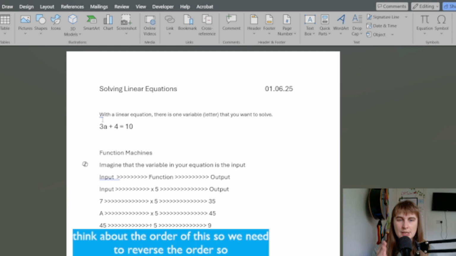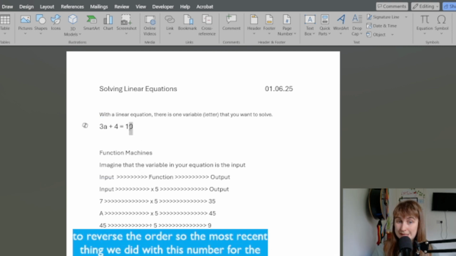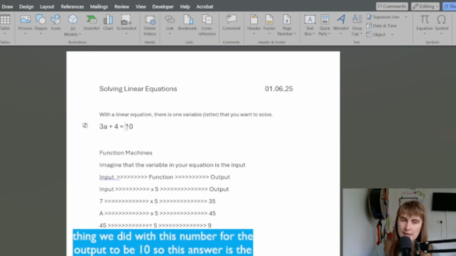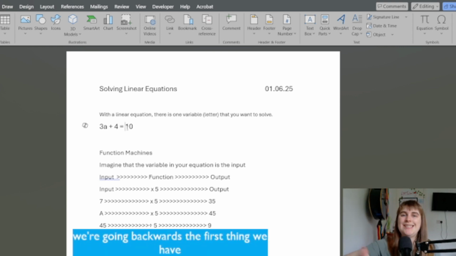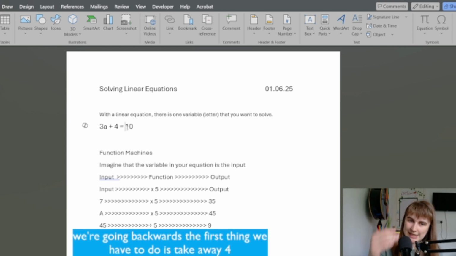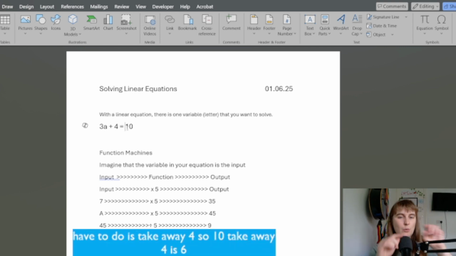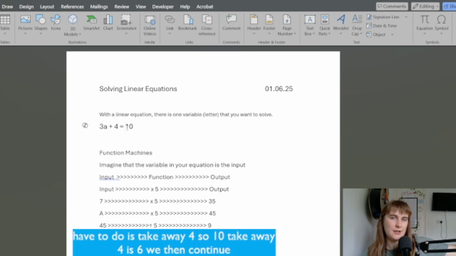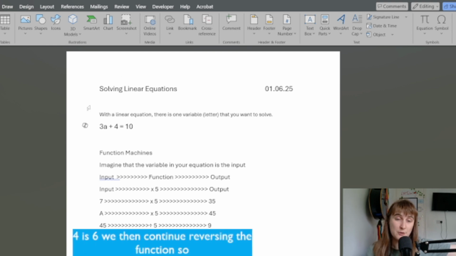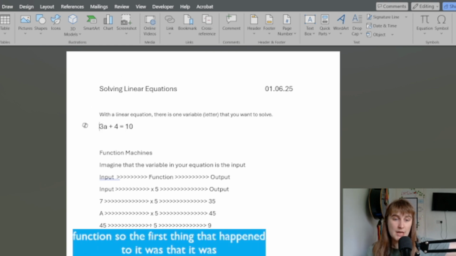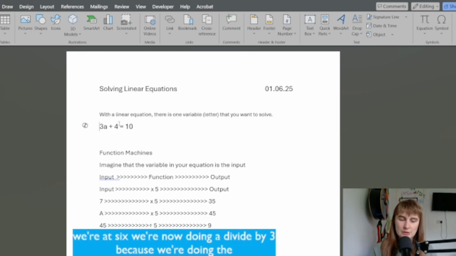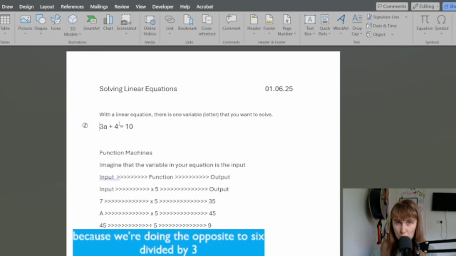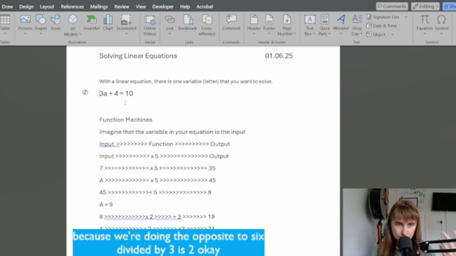The most recent thing we did with this number, for the output to be 10, so this answer is the output, is that we added 4. So therefore, if we're going backwards, the first thing we have to do is take away 4. So 10 take away 4 is 6. We then continue reversing the function. The first thing that happened to it was that it was multiplied by 3. We're at 6. We're now doing a divide by 3 because we're doing the opposite. So 6 divided by 3 is 2. So A would be 2.